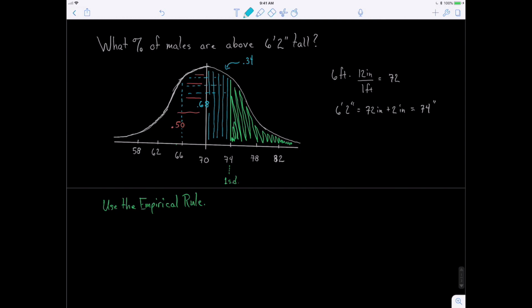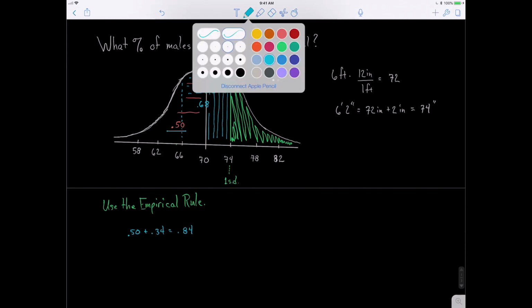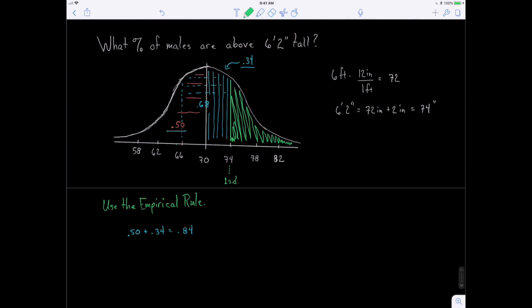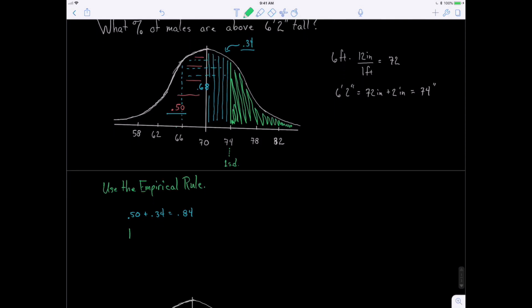Now, you can do this 2 ways. You could say that, well, wait a minute. I have 50% here plus 34%. So let's see what that is. If I take 0.50 plus 0.34, that's 0.84. But that's not what we wanted. We want the green region. Well, the green region, if we shaded everything, we'd shade 1. But let's subtract what we don't want, the 0.84, and we're left with 0.16.